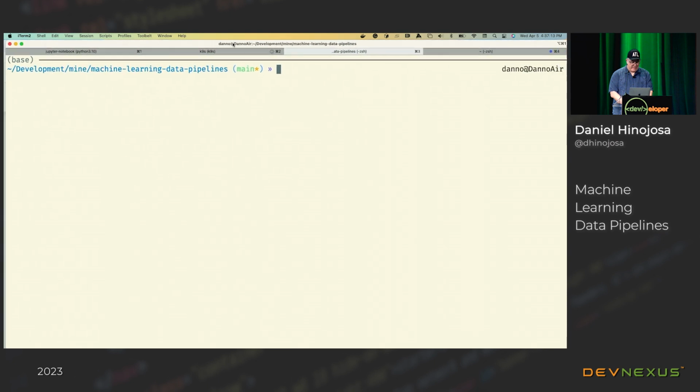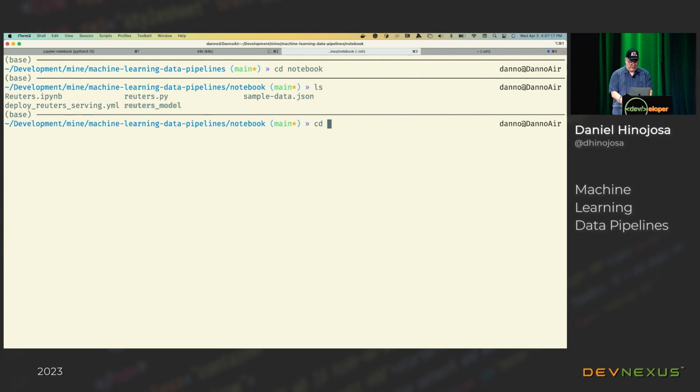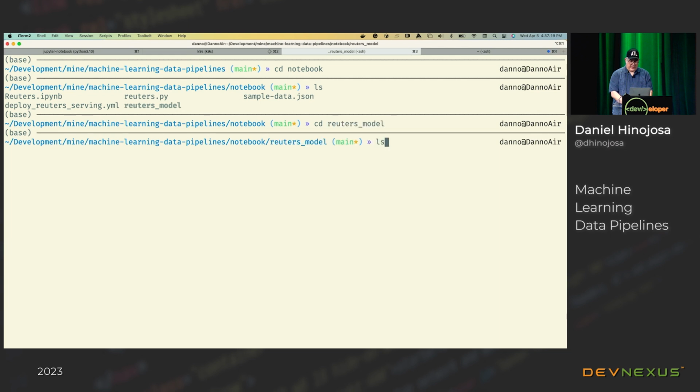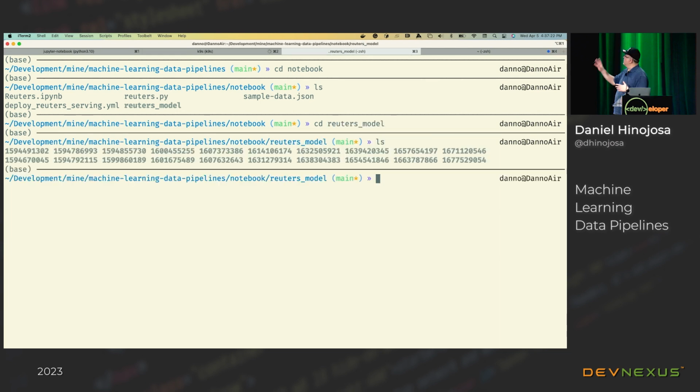So as an example of what this will do, I'm going to go over here to Notebook, and I'm going to go to this Reuters model directory, and as we see over here, I have a bunch of dates and times. Those are the versions for that particular model. Okay, and in them, they're just like serialized versions of your TensorFlow model.